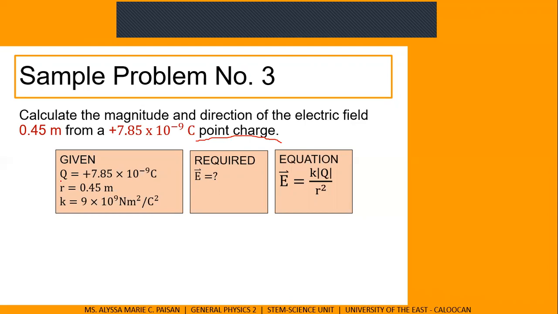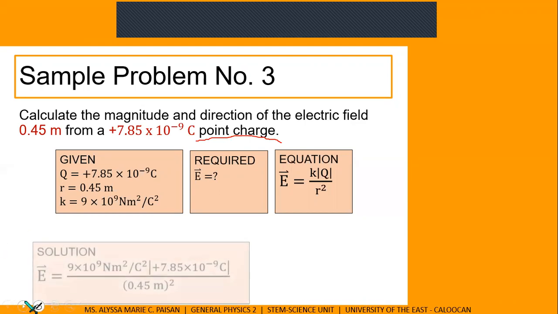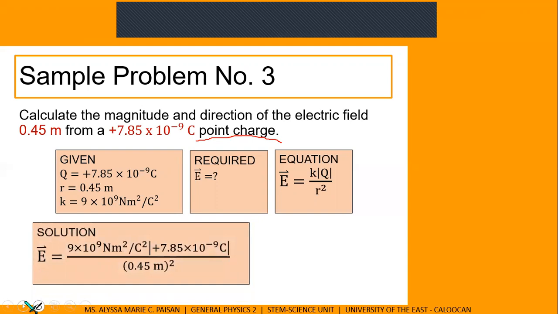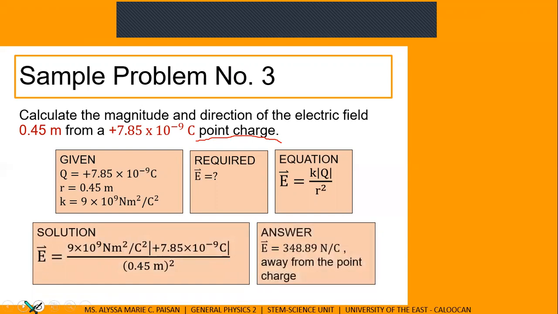So ito yung example na yon. At 0.5 meters away from the point charge, there exists an electric field even if there is no test charge that experiences it. So pwede ka rin maglagay doon ng test charge para malaman mo yung strength niya, pero kahit wala yung test charge, malalaman mo pa rin na may electric field doon, no? Ayan. So let's just substitute everything to the equation and we are going to have the answer 348.89 Newton per Coulomb away from the point charge.